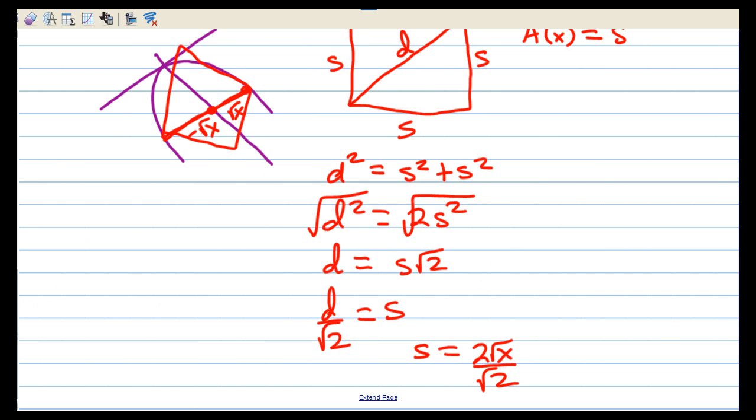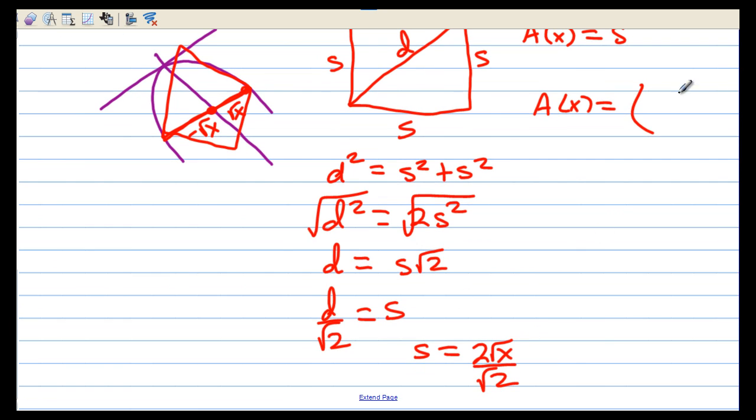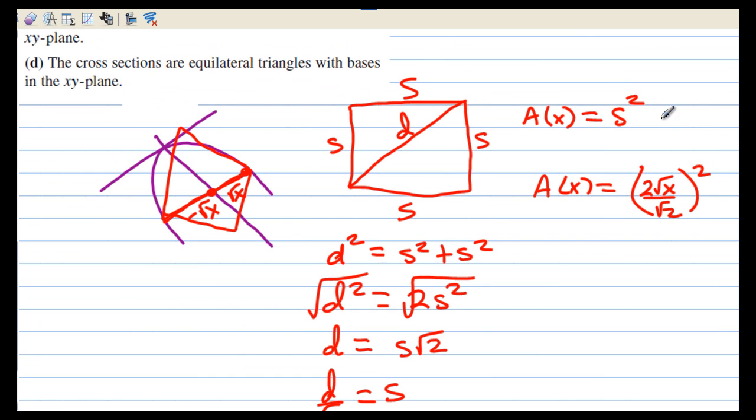Now if we plug that side in for the area right there, we get A of x equals 2 square root of x over the square root of 2, and that thing's squared. Well, now we just have to simplify it, and we got it. So A of x equals, that's going to be 4, that'll be x, and square root of 2 squared is 2. So the final answer, the area is 2x.